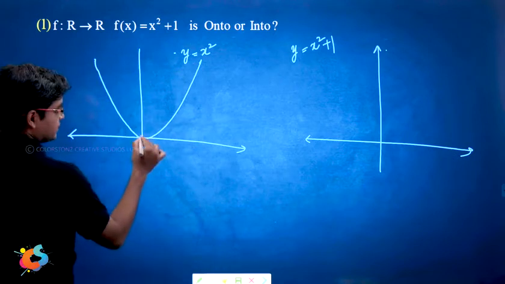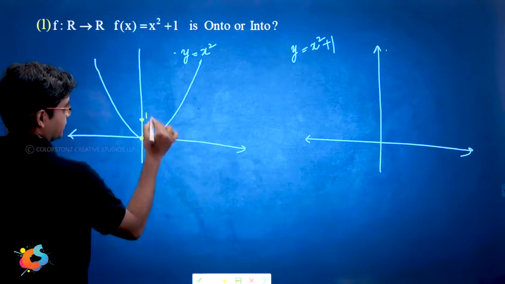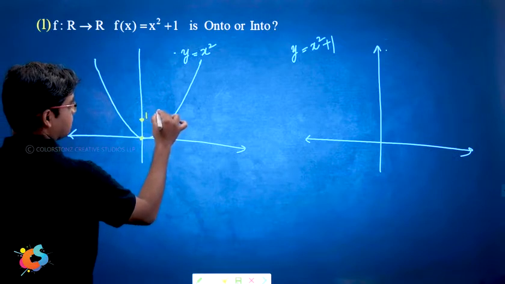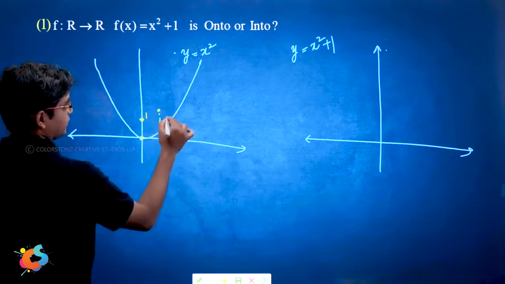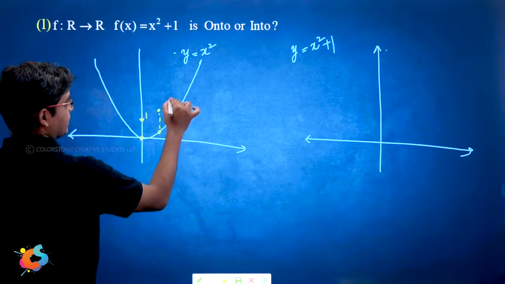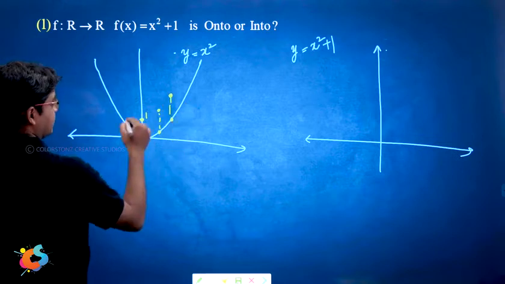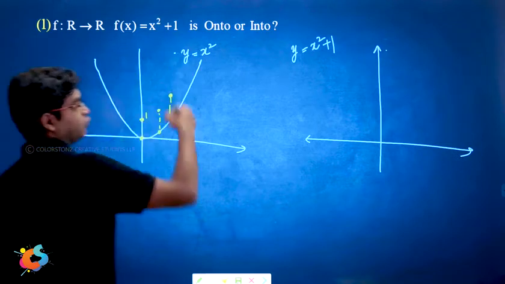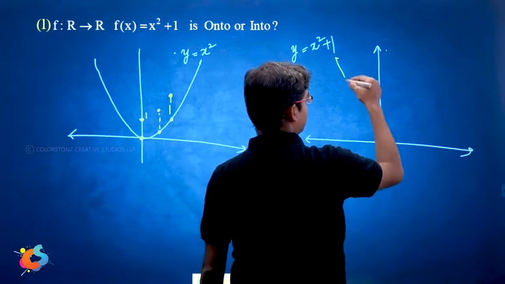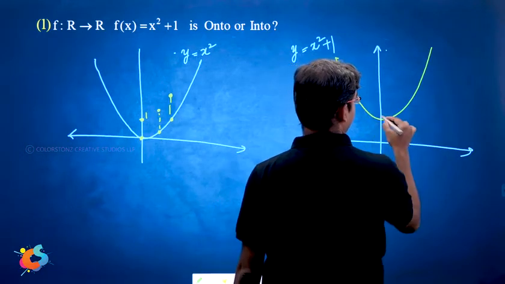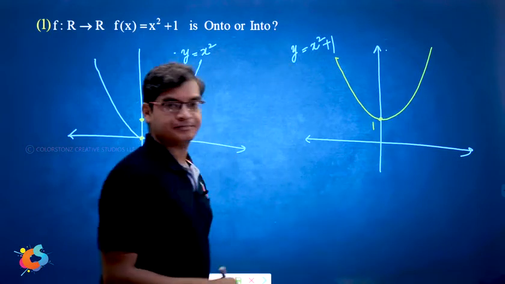So therefore, this point will be shifted up by 1 unit. This point will be shifted up by 1 unit. Okay, this will be 1 unit. This point will be shifted up by 1 unit. In the same way, the whole graph. So therefore, the new graph will also be a parabola, just it is shifted up by 1 unit.